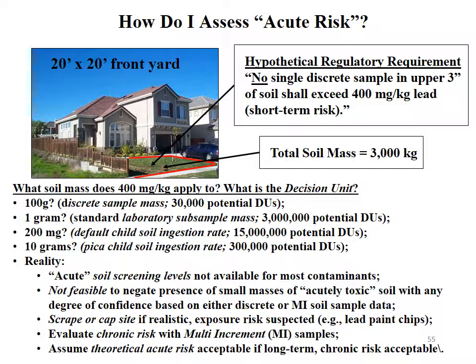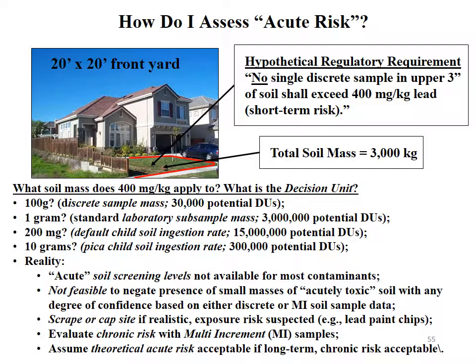So in reality, if you think maybe you have lead paint chips in the front yard or little bits of lead shot, say in this front yard, if you want to address risk, forget sampling. You need to scrape the site and get rid of it, or cap the site. That's the only way you're ever going to address acute risk.